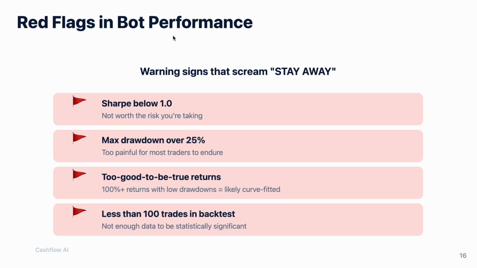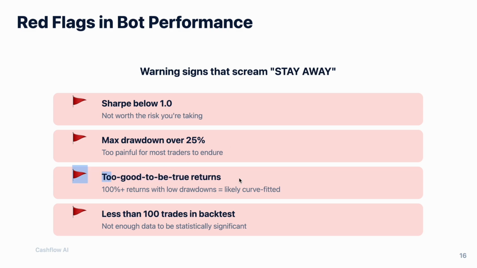Now, red flags on bot performance, right? Warnings that make me scream away. And again, these are also basic golden rules that I follow myself. So Sharpe ratio below 1, I don't touch it, not even worth trading. Max drawdown over 25%. I personally put this at about 15%. But you have to know yourself, right? Some people can only handle a 5% drawdown. Some people can handle 30%. I think 15 is a good sweet spot for me.